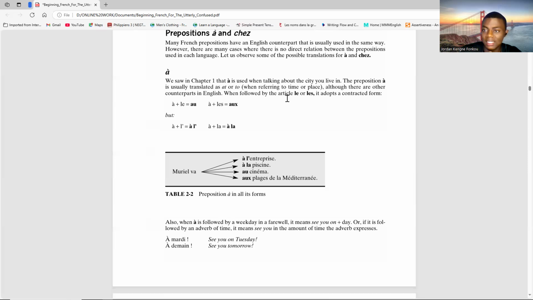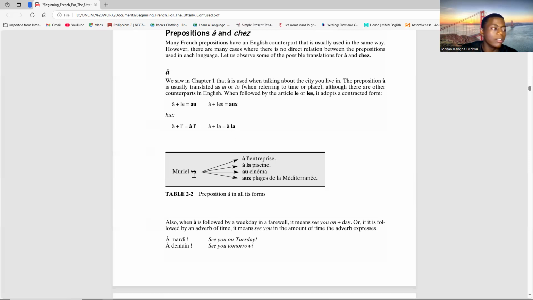When followed by an article, le and les adopt a contracted form. For example, à, if it's followed by le, it becomes au, which means to the or at the. Aux would also mean at the. This au and this aux are pronounced the same, though this is plural, this is singular. And à plus l' apostrophe remains à l'. À plus la will remain à la.